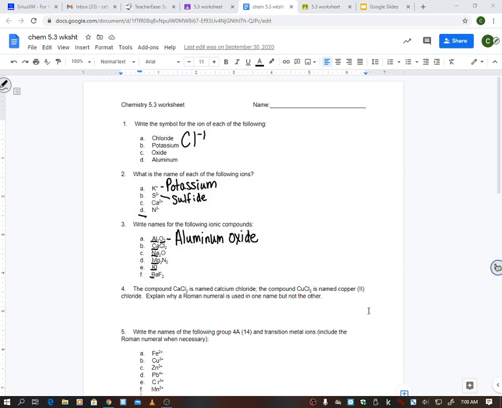Now if you're wondering how I know, if you're not sure, you can always check. Look on your periodic table, aluminum is going to be under the +3 column and oxygen is under the -2 column, so it's always positive and negative.